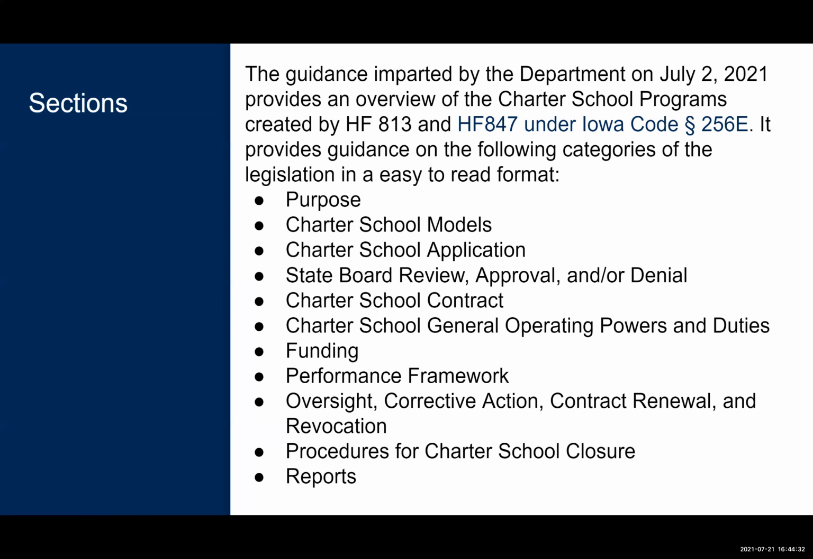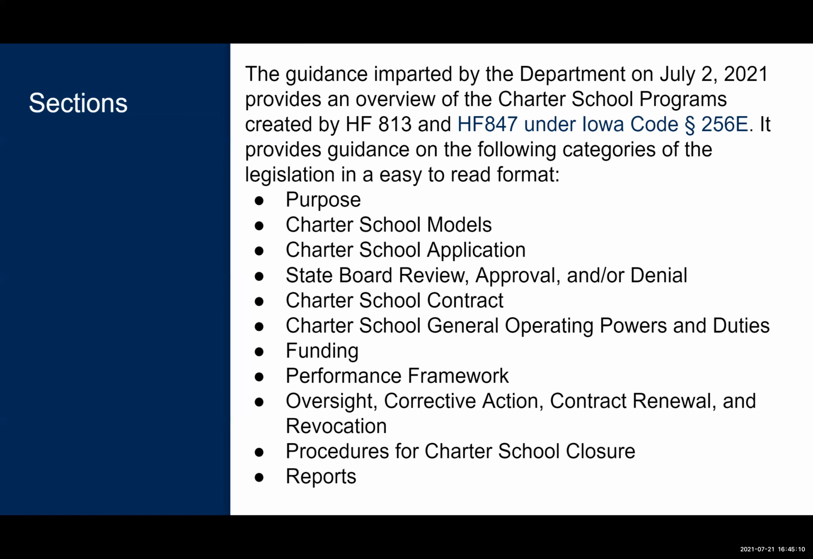The next section, charter school application. This section includes content of the application, which is required by the two different models. There are 28 items each application must address, and this chart in the guidance indicates where the two models have different content requirements. The next section is the state board review, approval, and/or denial, and it discusses conversions, decisions, timelines, and appeals.